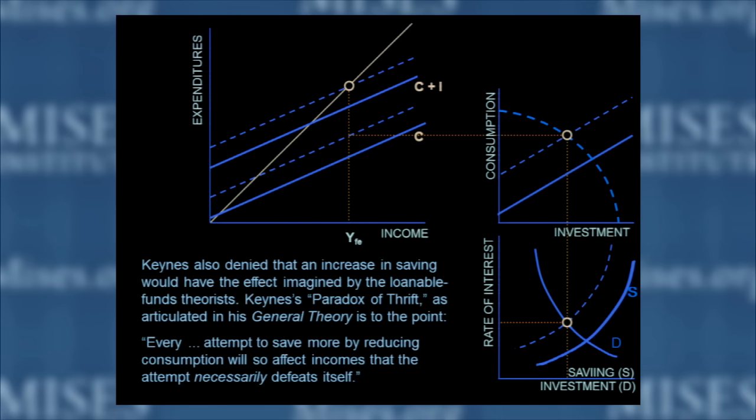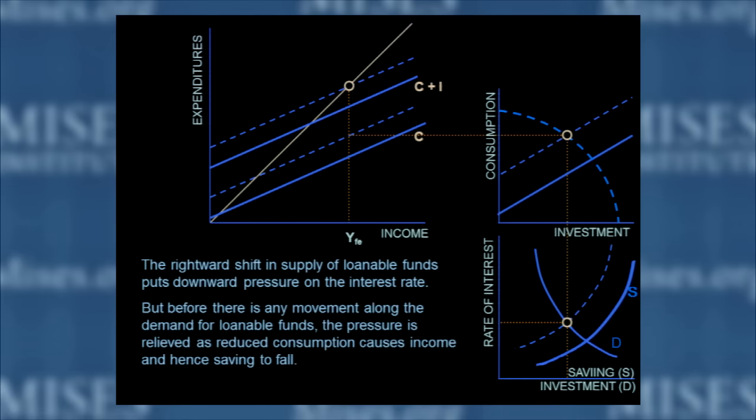Don't expect you to fully digest this particular diagram, but you can see what will happen. Okay, the rightward shift in the supply of loanable funds puts downward pressure on interest rates. But here's the Keynesian part. Before there is any movement along the demand for loanable funds, the pressure is relieved as reduced consumption causes income, and hence saving, to fall. Okay, so the reduced consumption sent the economy into depression, income fell, and if income fell, it can't save as much anymore. And so the saving shifts left too. And again, you get Keynes's view that the interest rate isn't affected by that kind of change.